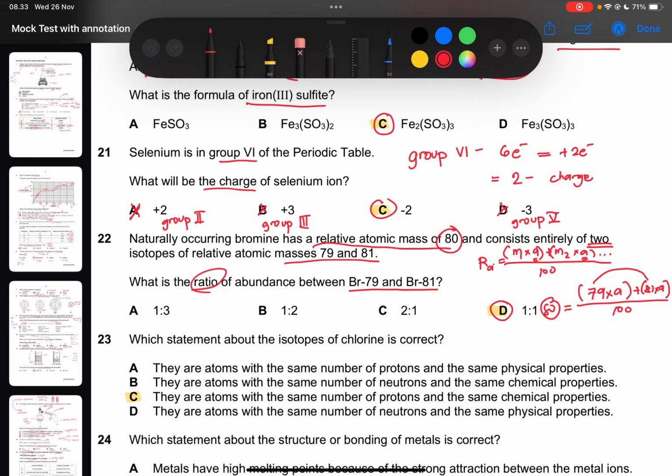Now you can analyze it if you're going to look at other examples. If the relative atomic mass is closer to one of the isotopes, it means that isotope has more abundance than the other. So for example, if it's 79 point something, or if it's 80 point something.